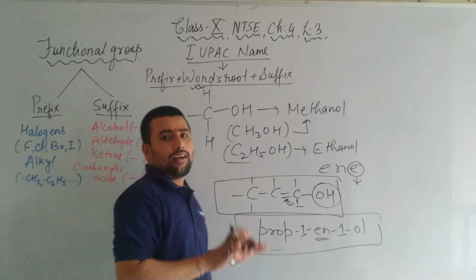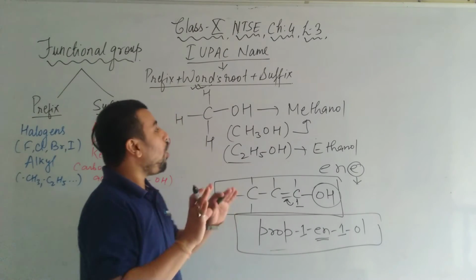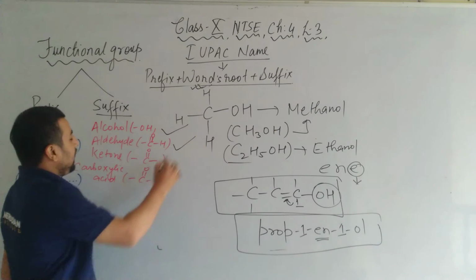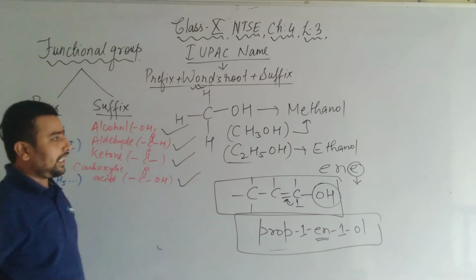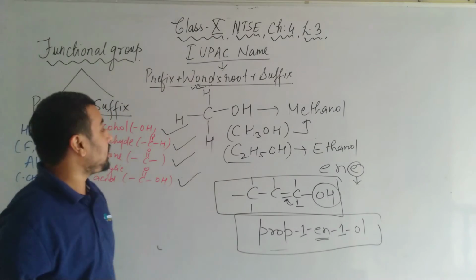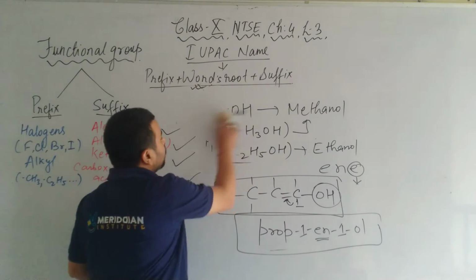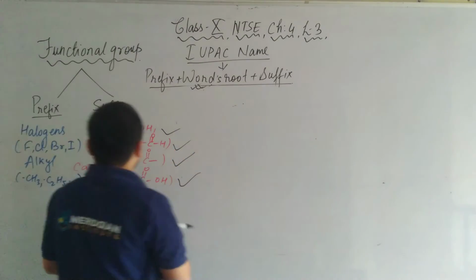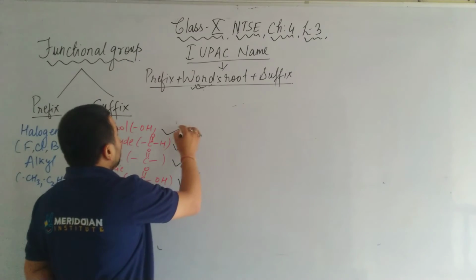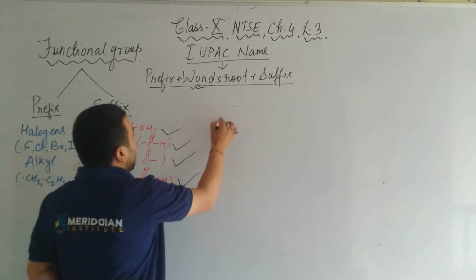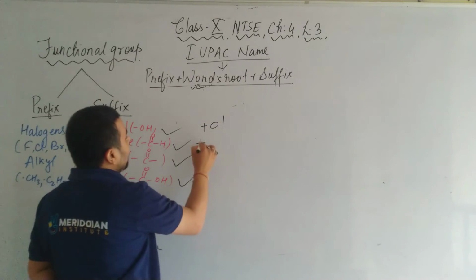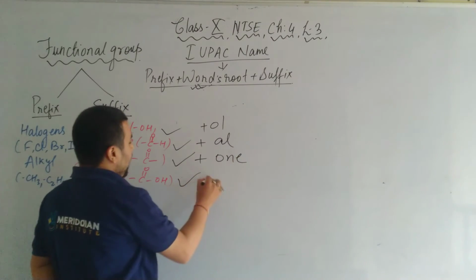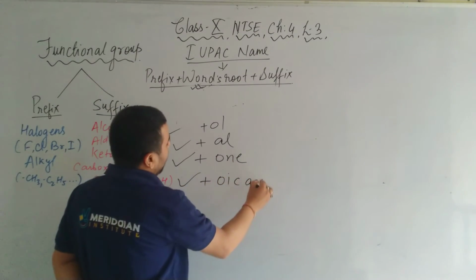So in any alkane, alkene or alkyne group, we can add this type of suffix: alcohol, aldehyde, ketone, carboxylic acid. And just remember, dear students, what we have to write instead of those. For alkanol, OL you have to add. For aldehyde, AL you have to add. For ketone, ONE you have to add. And for carboxylic acid, oic acid you have to add.